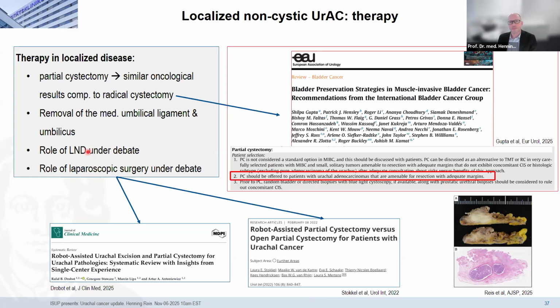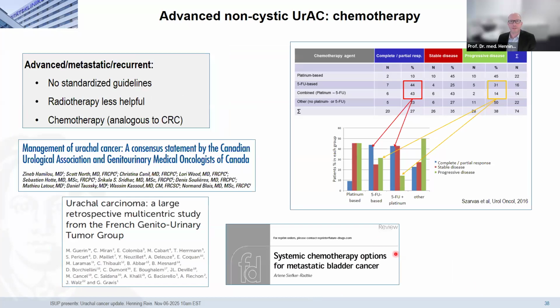There is also a debate about the role of laparoscopic surgery. This paper from Drobot and colleagues, just very recently, highlighted the role of robotic surgery in urachal cancer, but there are also some concerns from other groups. For example, this Dutch group here says there is a risk, and they also saw it, of seeding. So this is also still a little bit under debate.